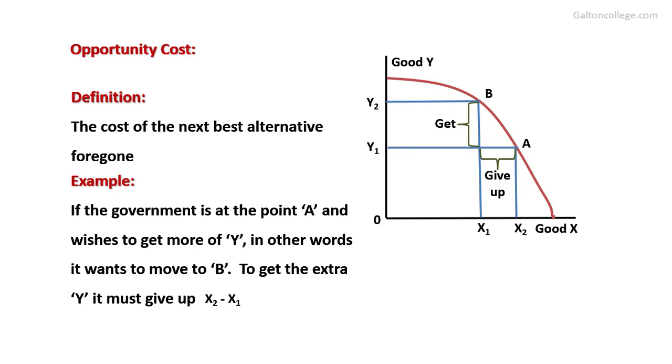That's what we call opportunity cost. Opportunity cost is the cost of the next best alternative foregone. The next best alternative given up. The next best, not any combination of something we've given up. It's the next best one. The next best. That's very important. The next best alternative foregone.